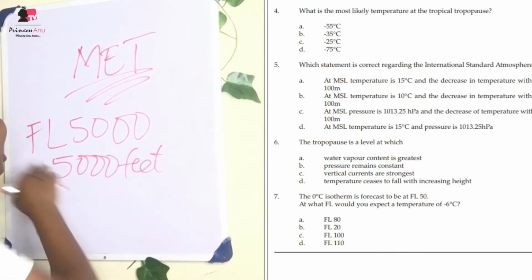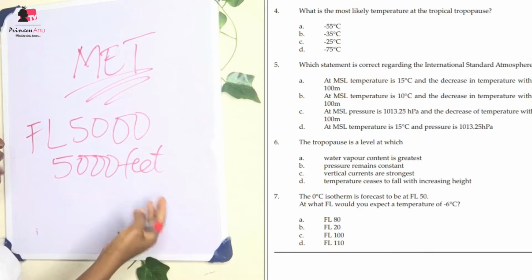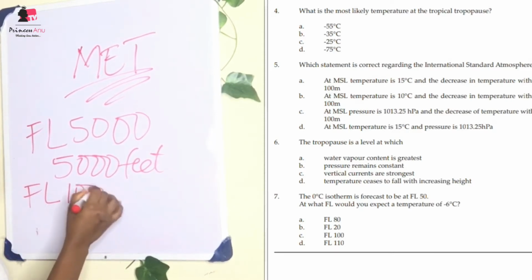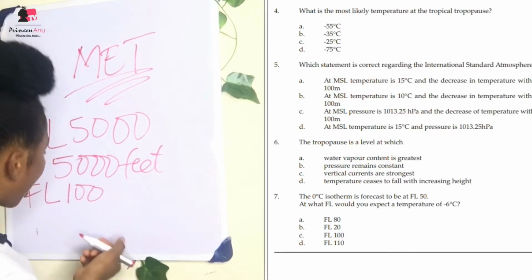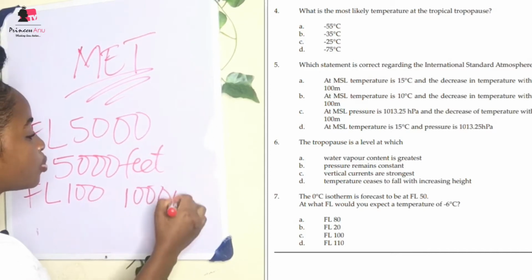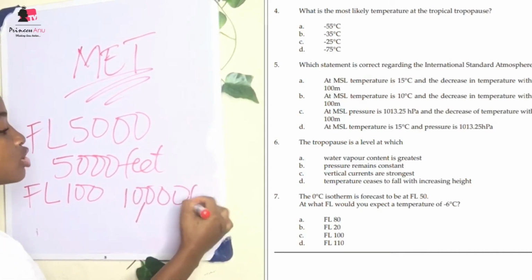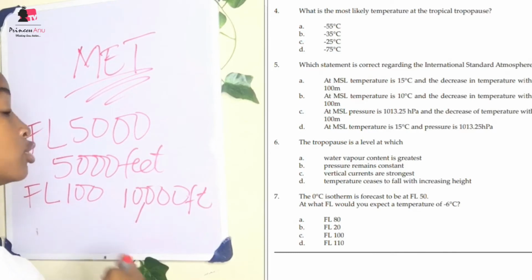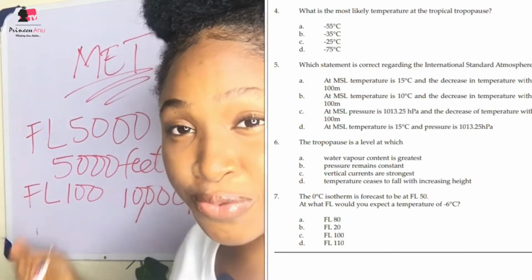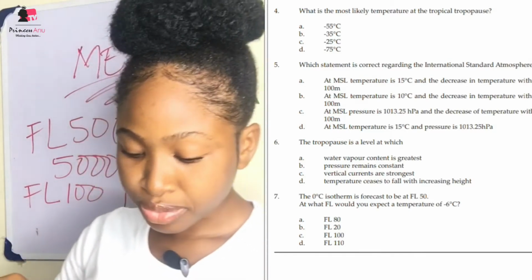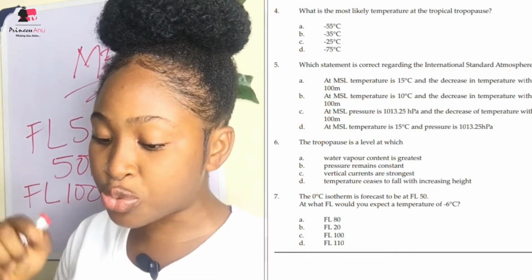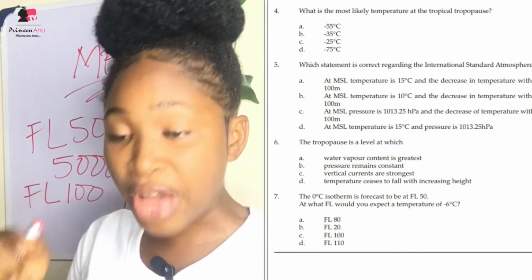Let's use another example. If they give you flight level 100, you just put 2 zeros at the back, so this is 10,000 feet. So wherever you see flight level, just know that you add 2 zeros at the back to be able to get it in feet. So guys, let's push. Now, the 0 degrees Celsius isotherm is forecast to be at flight level 50.